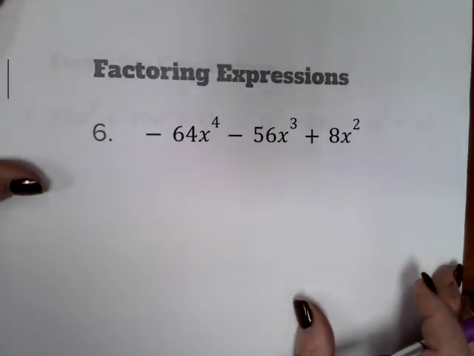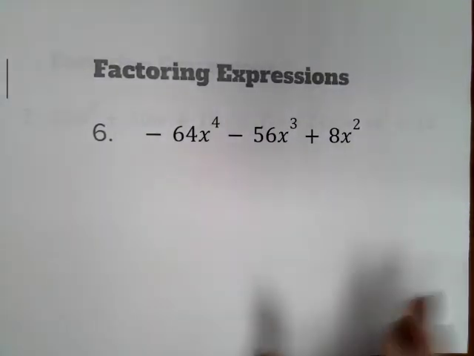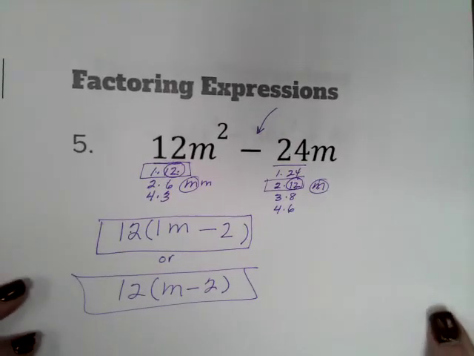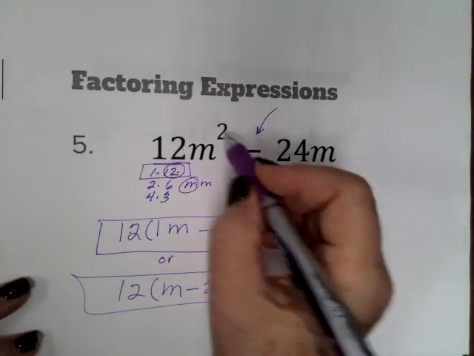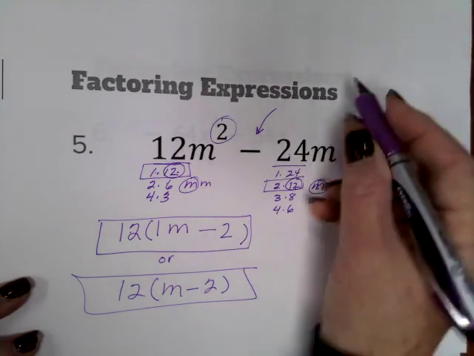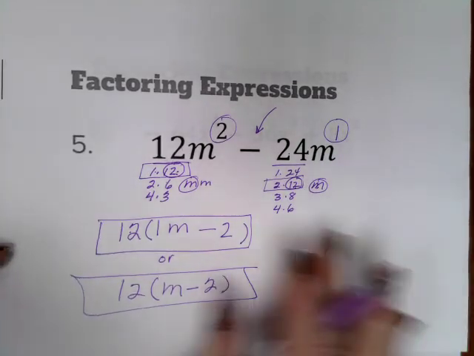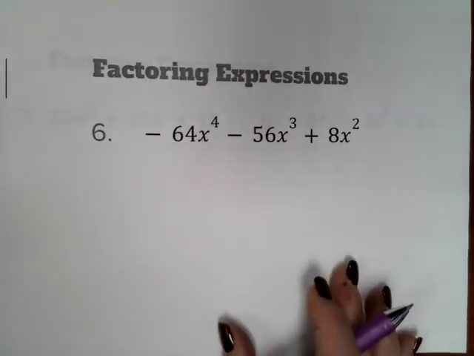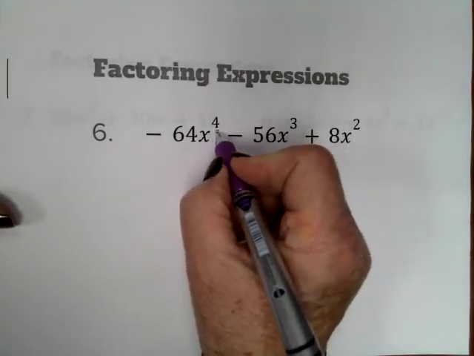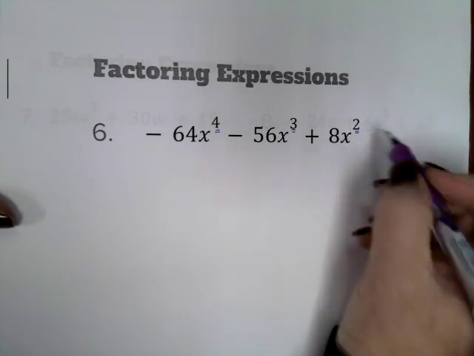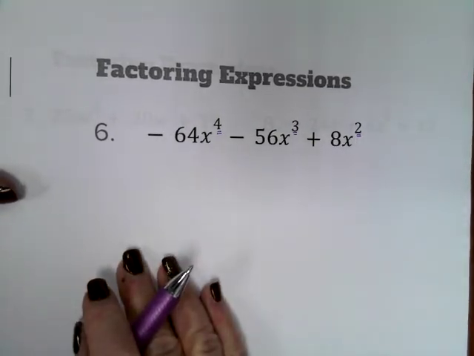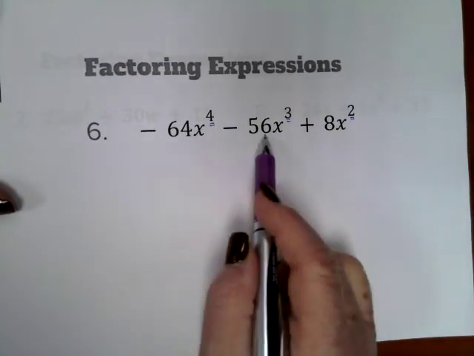Okay, let's do this one. One thing I failed to mention on this problem was, is it in standard order? Check to see if it's in standard order, which means from the highest exponent down to the lowest exponent. And it was. This one was in standard form. Okay, let's check number 6. Let's check to see if it's in standard order. 4, 3, 2. So that looks good.